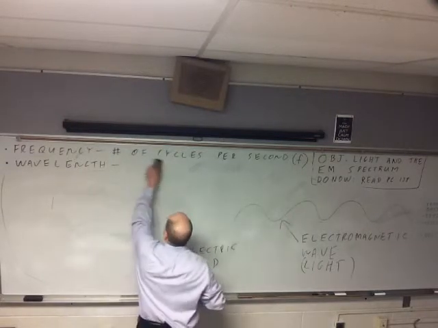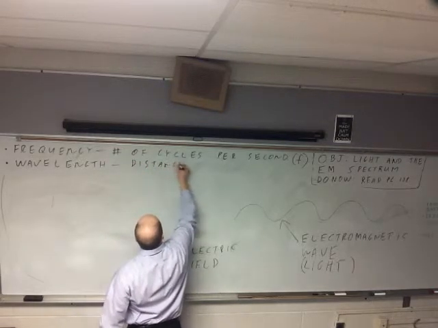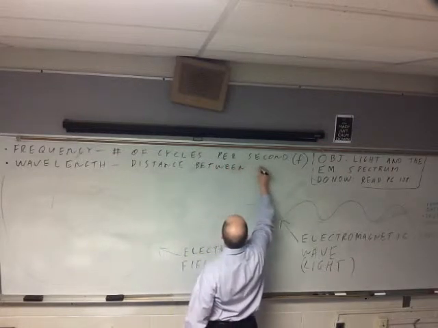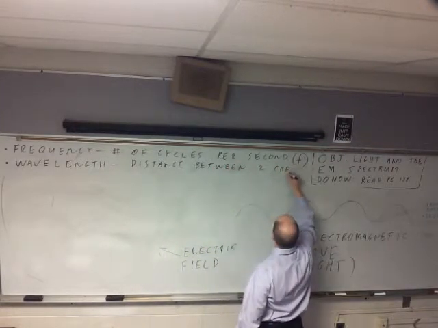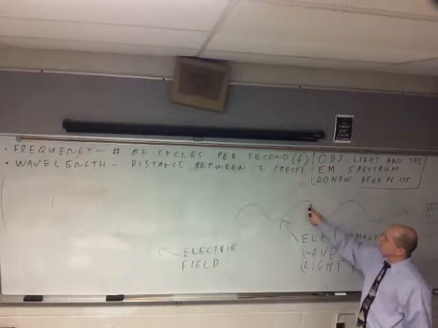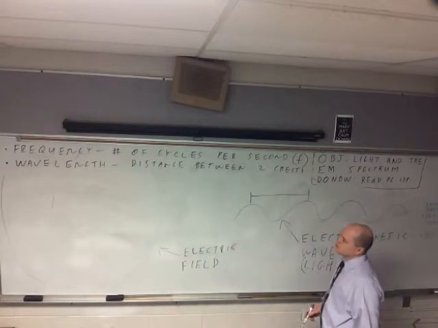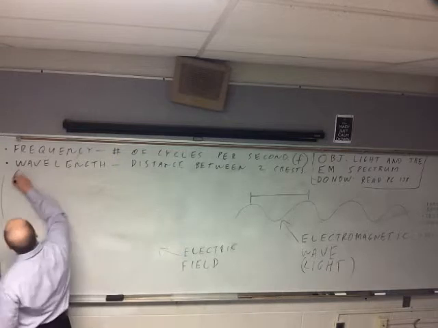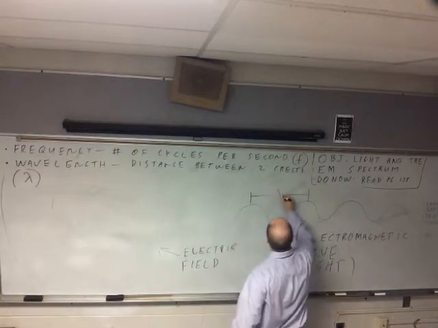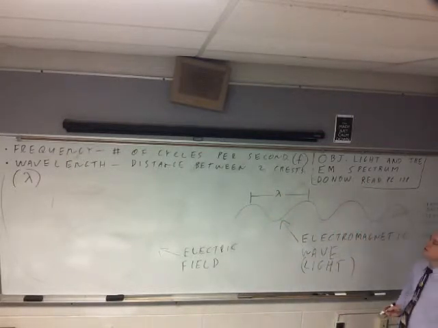No, don't write that. Let's do distance between two crests. So this is a crest, the top of the wave. So the distance between these two, that will be the length of the wave. And for wavelength, we represent it with this little symbol here, which is a lambda. It looks like an upside down Y, called lambda. That's what we use for wavelength.